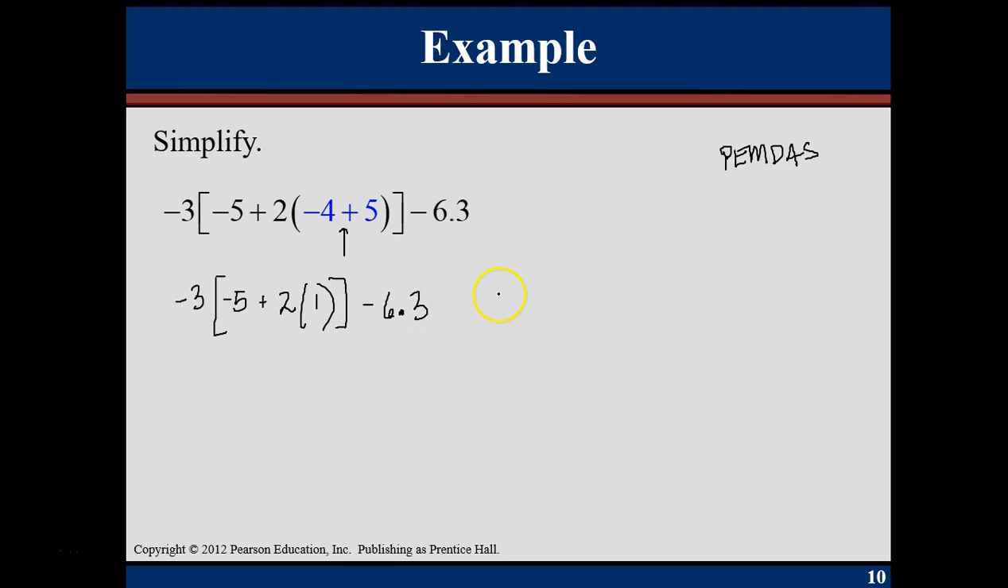My parentheses aren't done yet. I need to deal with this little piece in here and follow PEMDAS at the same time. So if it were only negative 5 plus 2 times 1, I would have to multiply first and then add. Negative 5 plus a 2 is a negative 3. Now that's done, I can take this whole piece out and put a negative 3 in.